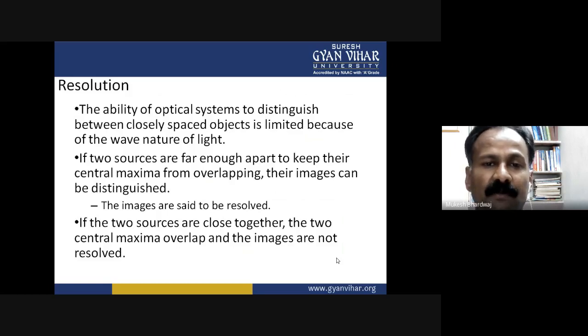Resolution: the ability of an optical system to distinguish between closely spaced objects is limited because of the wave nature of light. If two sources are far enough apart to keep their central maxima from overlapping, their images can be distinguished. The images are said to be resolved. If the two sources are close together, the two central maxima overlap and the images are not resolved.